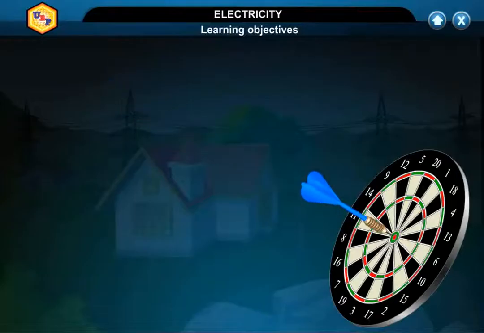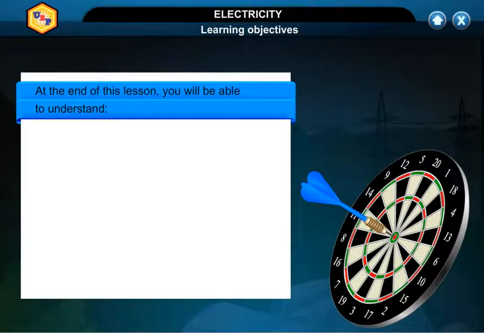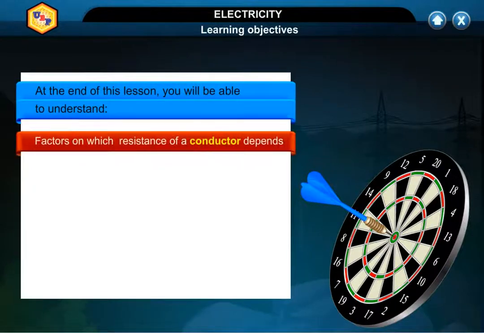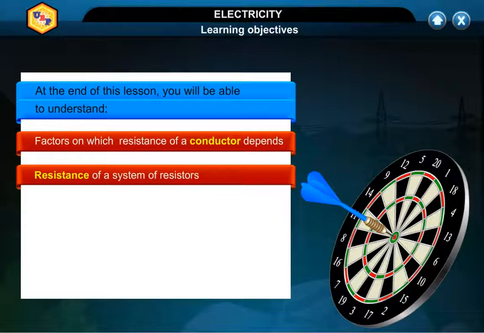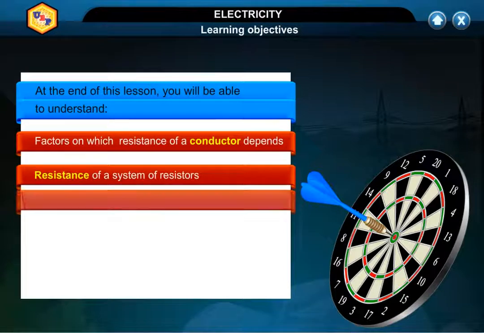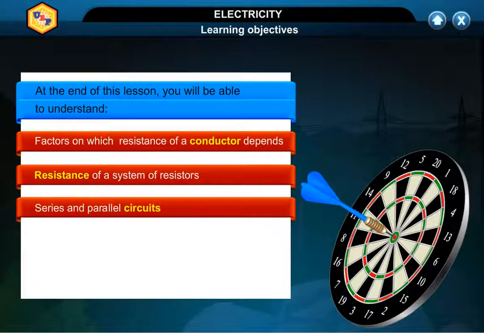Learning objectives. At the end of this lesson, you will be able to understand factors on which resistance of a conductor depends, resistance of a system of resistors, series and parallel circuit.